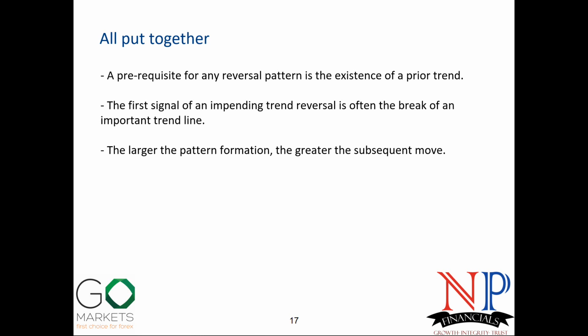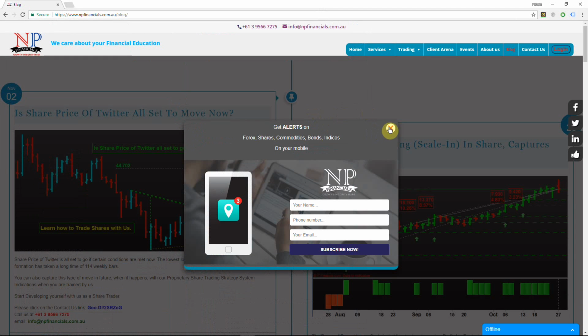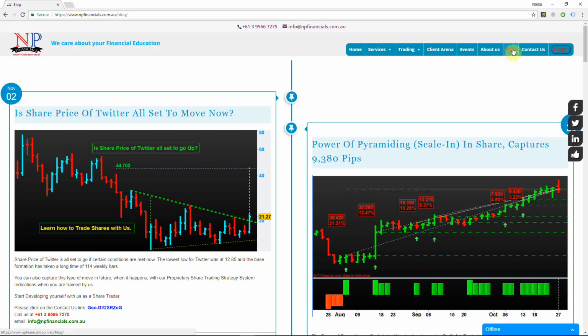If you go to NP Financials with an S at the end .com.au and go to our blog, which is this one here, click on there, and the first one you will see I have written on the 2nd of November is share price of Twitter all set to move now.